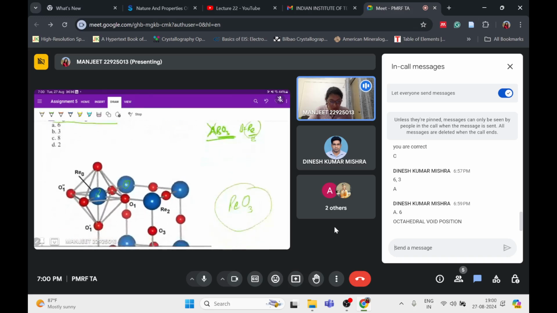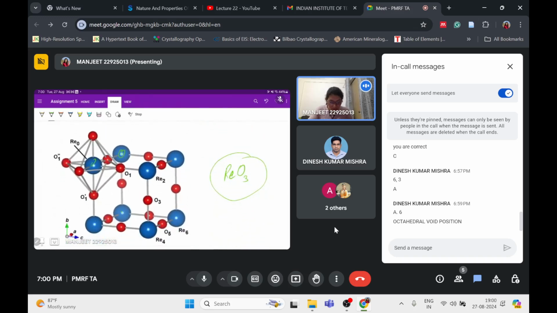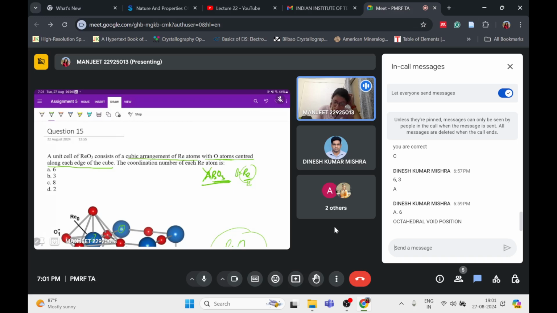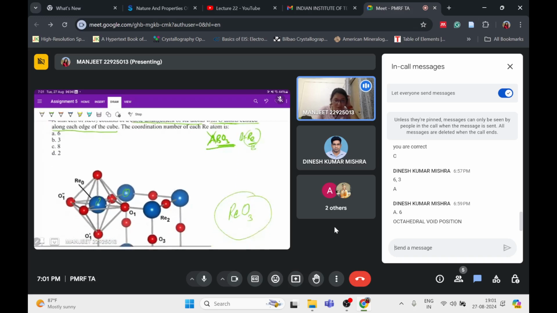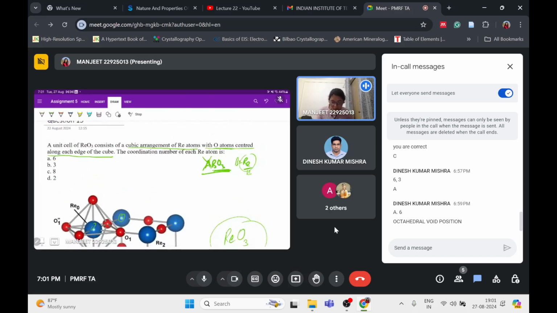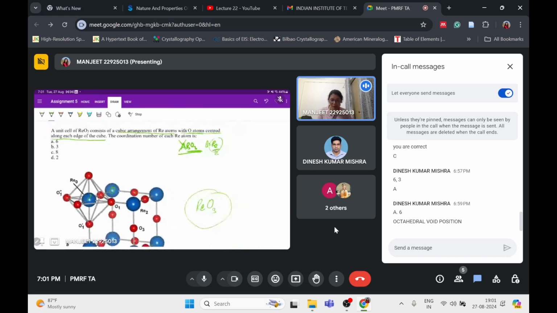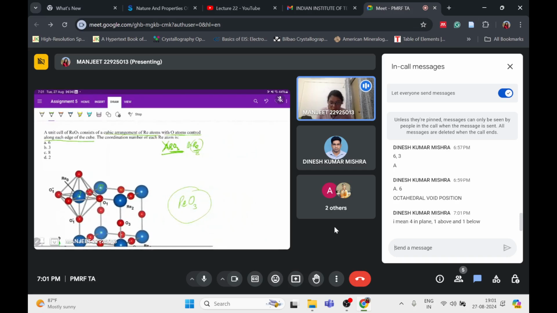Here my Re atoms are arranged as already told, in a cubic arrangement. Yes, my Re atoms are cubically arranged, situated at the corner of the cube and the octahedral void position. Yeah, it is the octahedral void position. This atom is arranged in such a way, so the coordination number is 6. And my oxygen atoms are along each edge of the cube. So here the red ones are my oxygen atoms. If you see, this cube will connect to the other ones. So the coordination number for Re will be 6.